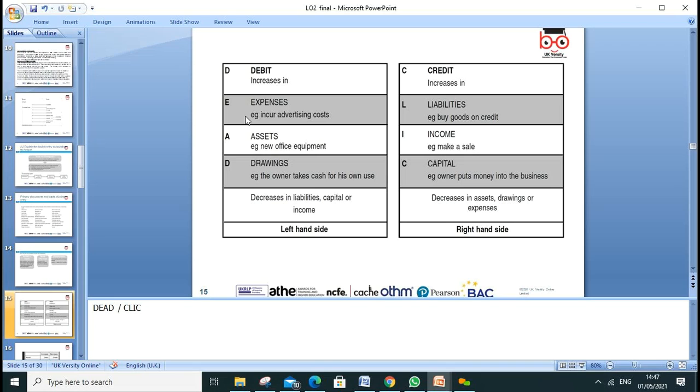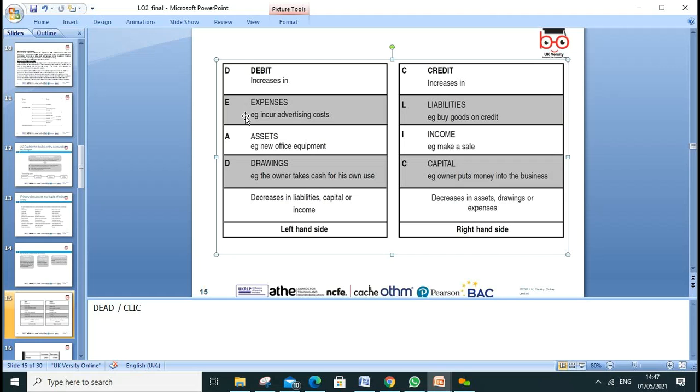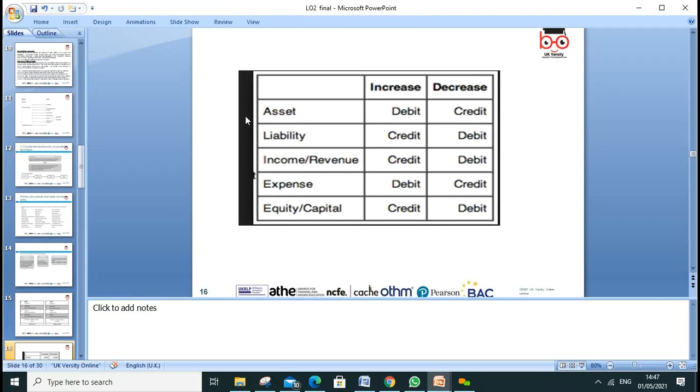We use the word DEAD. What goes on the debit side? Expenses, assets, drawings. When they increase we debit, when they decrease it will be the opposite. The opposite of debit is credit. So when liabilities, income, or capital increase, we do credit. But when those decrease, we reverse it, which means we do debit.